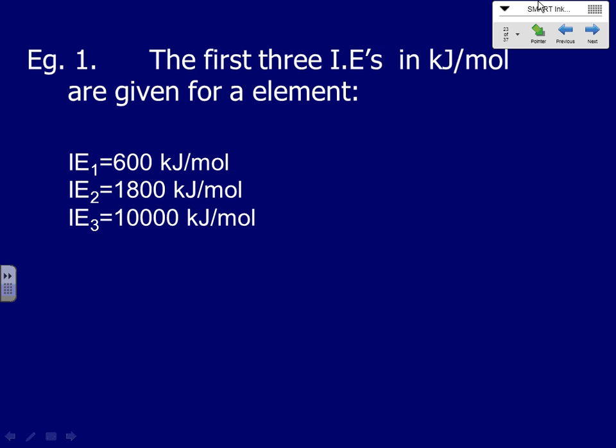Okay, again, don't write these down. I just made up some numbers. They're probably not correct ionization energies. Don't worry about the units. Kilojoules per mole. Joule is an energy unit. Mole, you haven't learned about that yet. You'll learn about it halfway through the course. Don't worry about it. Here are our ionization energies: 600, 1800, 10,000.